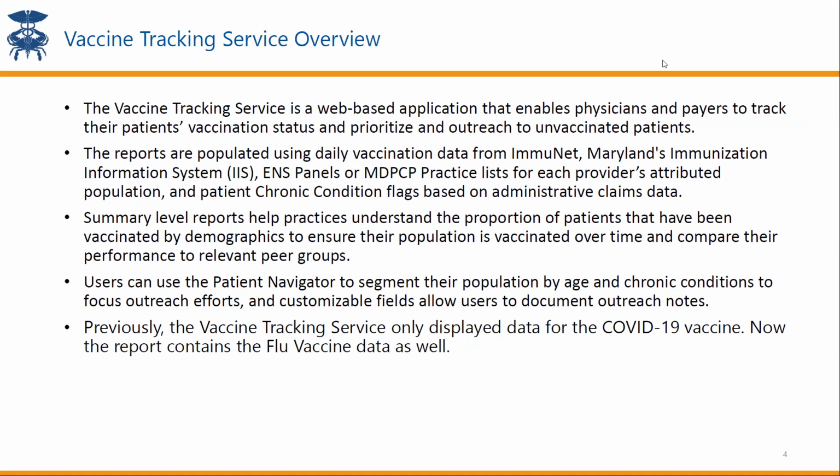Summary level reports help practices understand the proportion of patients that have been vaccinated by demographics, to ensure their population is vaccinated over time compared to performance of relevant peer groups. Users can use the patient navigation report to segment their population by age and chronic conditions to focus outreach efforts on those who are most vulnerable, and customize fields to allow users to document their outreach efforts with those particular patients.